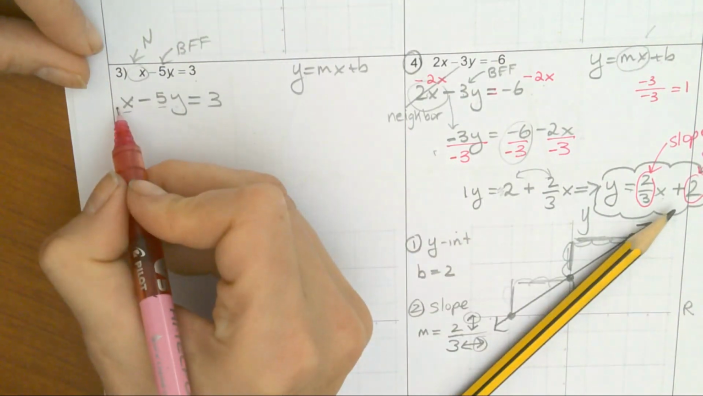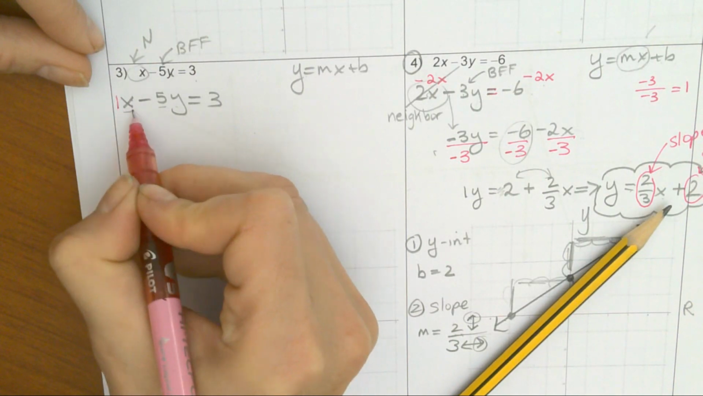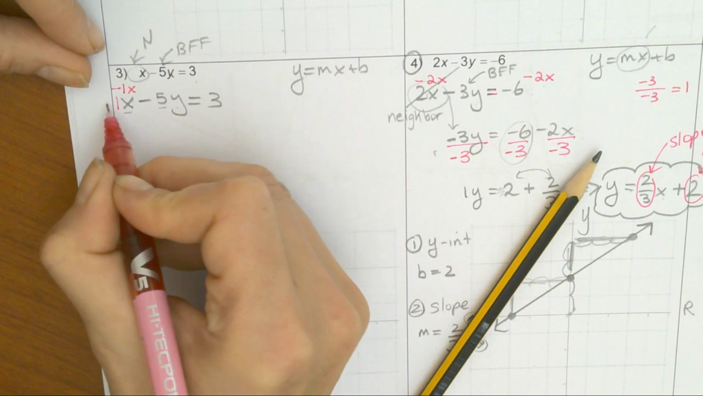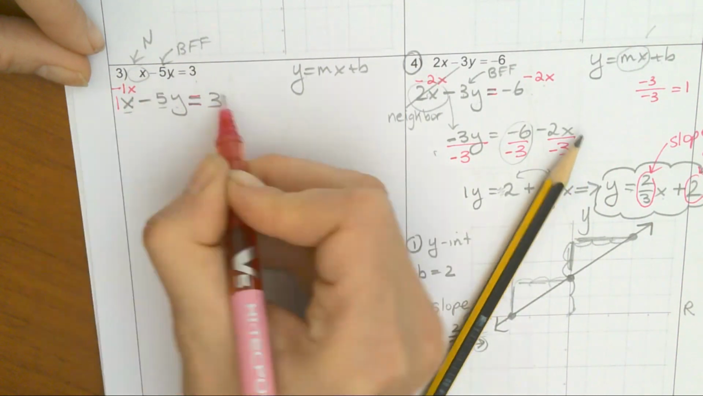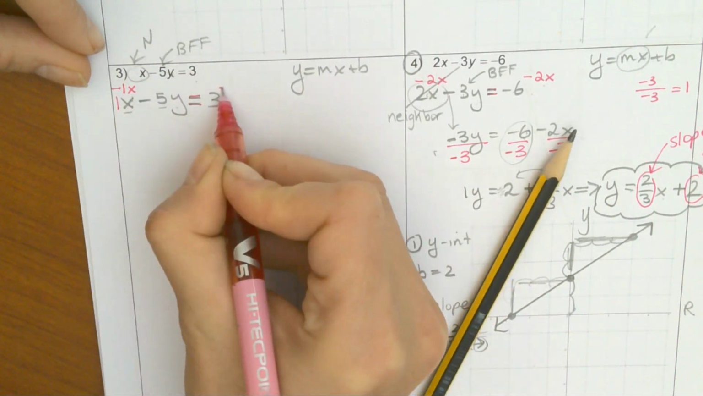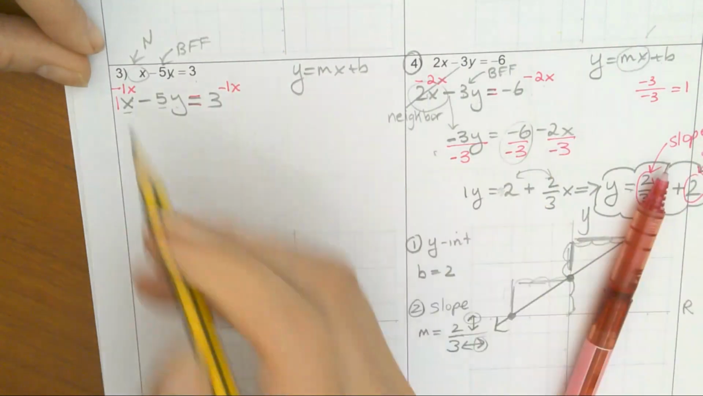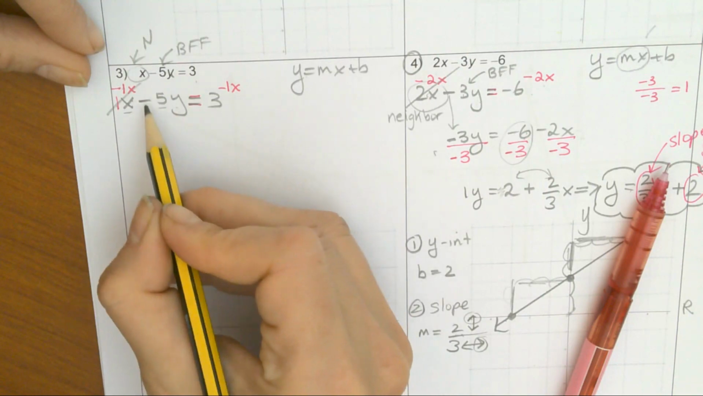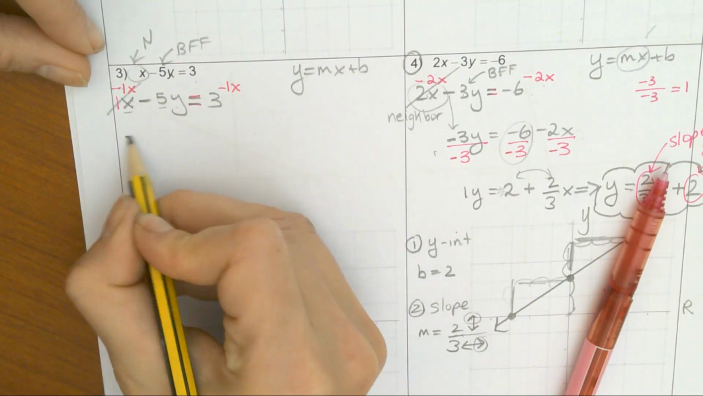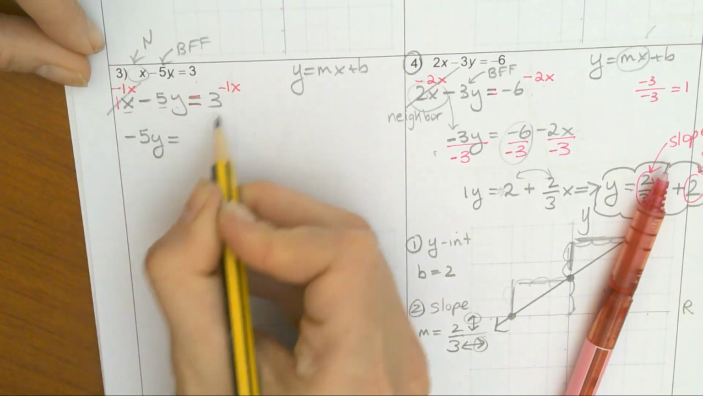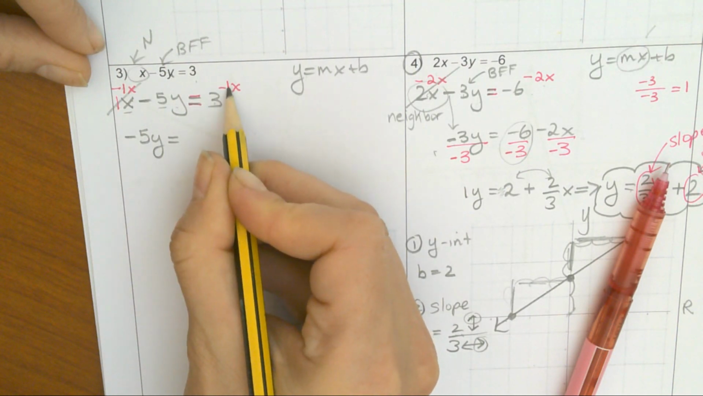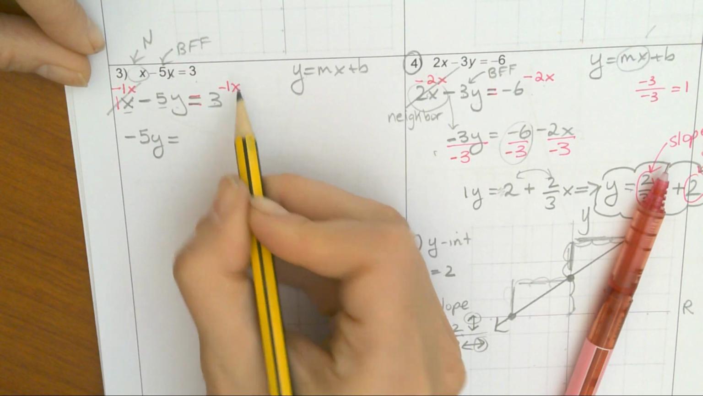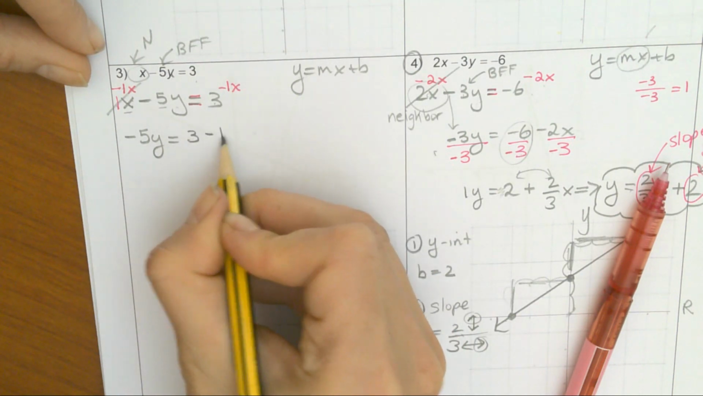So this is like 1x. So what's the opposite? Minus 1x. And I have to go to the other side of the equal sign and do the same thing. Minus 1x. 1 minus 1 is 0, so it's gone. So I'm left with this. Don't forget to bring the negative. Negative 5y equals. Can I go 3 minus 1? No. Because this does not have an x and this has an x. So they're not like terms, so I have to write them beside each other.